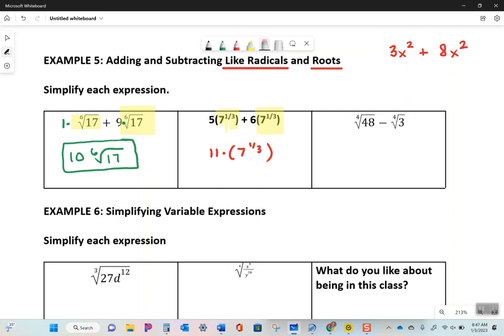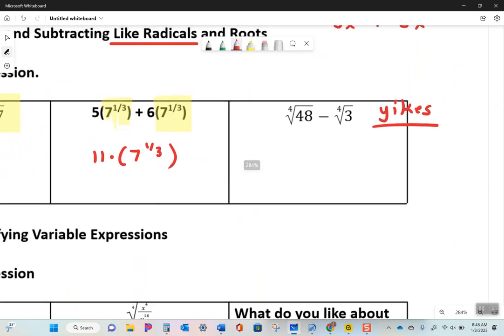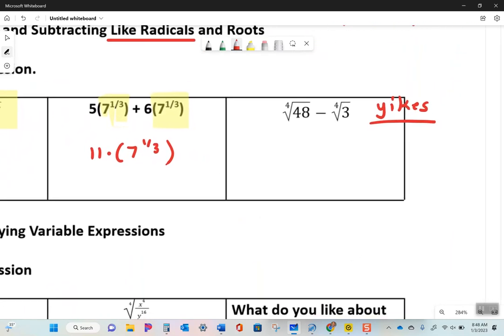Okay, this last example, this one's not fun. Okay, this one not so much fun. First of all, guys, we've got the 4th root of 48 minus the 4th root of 3. Do those 4th roots even match to combine right now? Does the 48 and the 3 even match? No. Okay, so what we have to consider here then is some simplifying, okay? I'm going to put a little arrow to the 4th root of 48, and we're going to say we might have to simplify this to get some like roots.